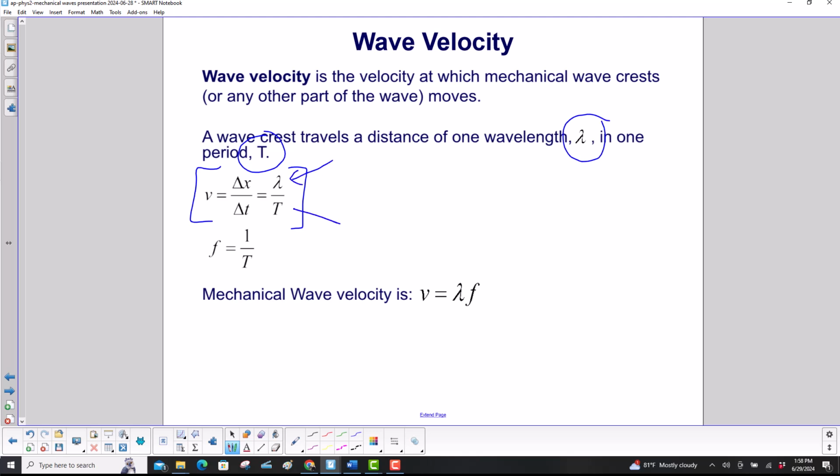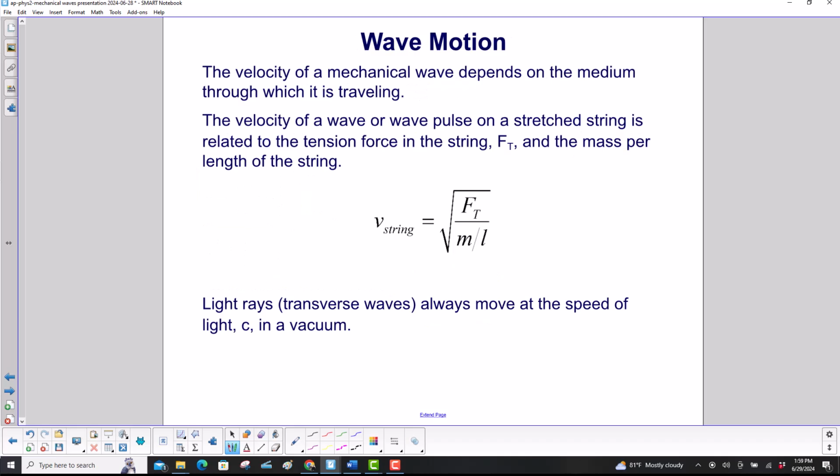The time is period. We take one other equation. Frequency is 1 over the period. Substitute that in, and we get mechanical wave velocity is lambda times f. The velocity of a mechanical wave depends on the medium through which it is traveling.